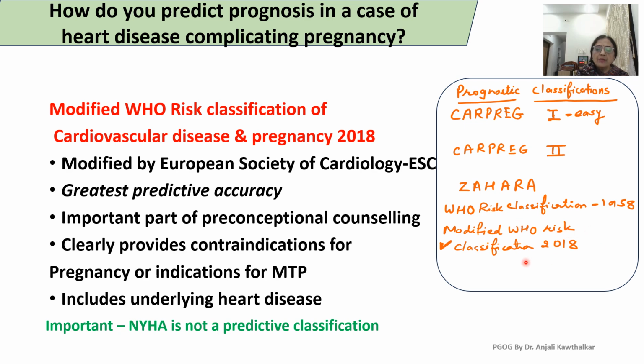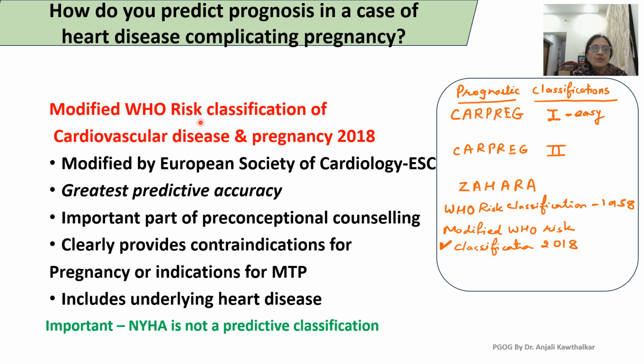But what is currently being used most, if you see the references in the current literature, the classification which is used as a prognostic classification for heart disease complicating pregnancy is the modified WHO risk classification 2018. This modified WHO risk classification of cardiovascular disease and pregnancy 2018 has been modified by the European Society of Cardiology, ESC. It was introduced in 2018, and it is the classification which has the greatest predictive accuracy. If we compare all these classifications, this is the best because it has the greatest predictive accuracy.